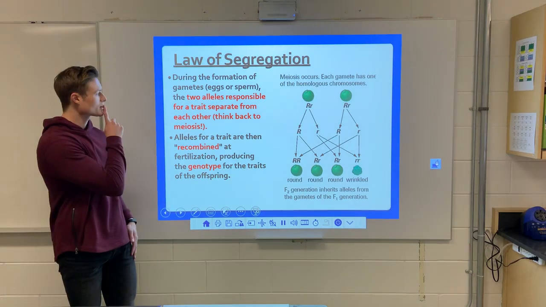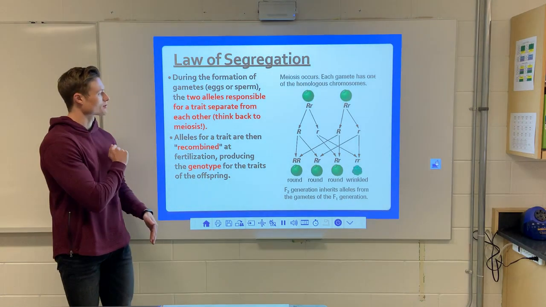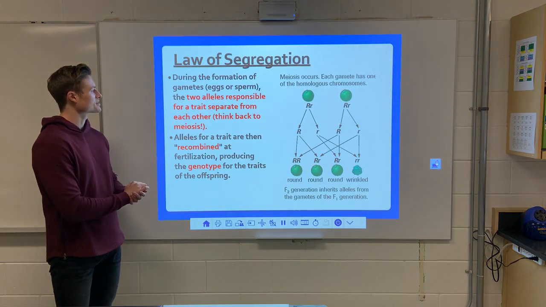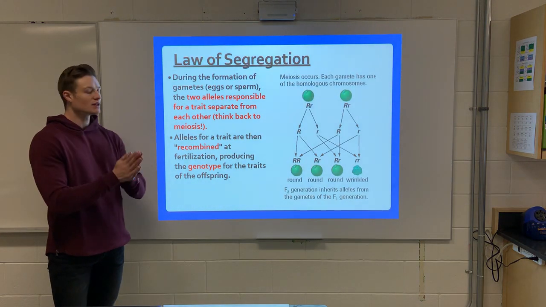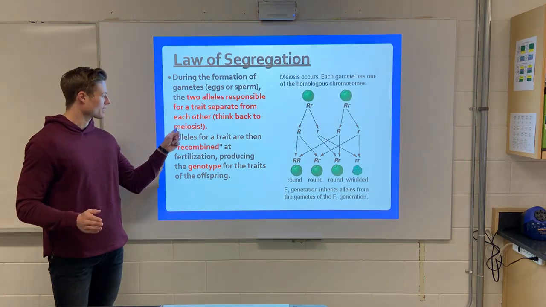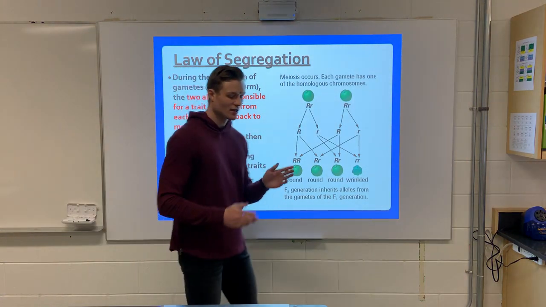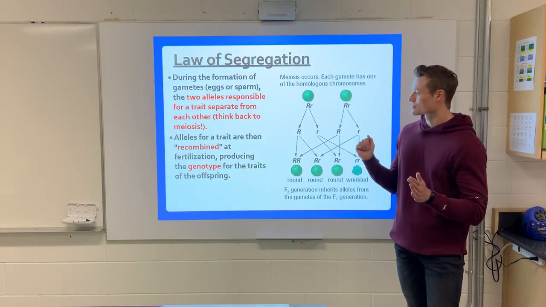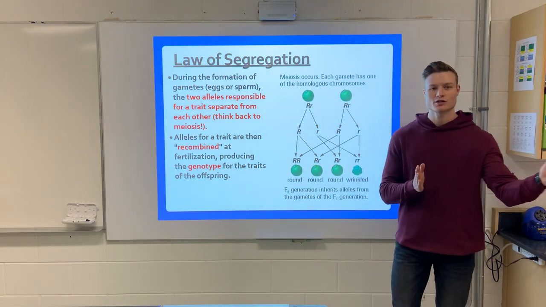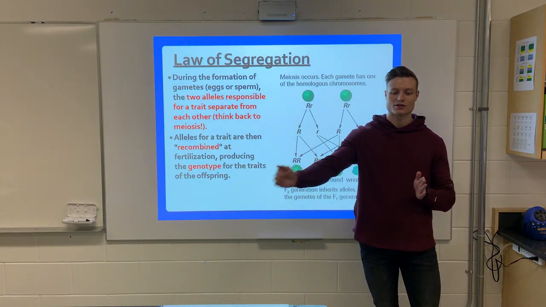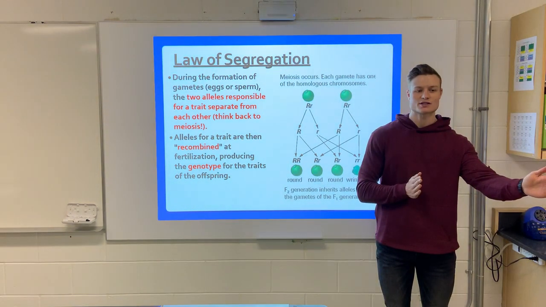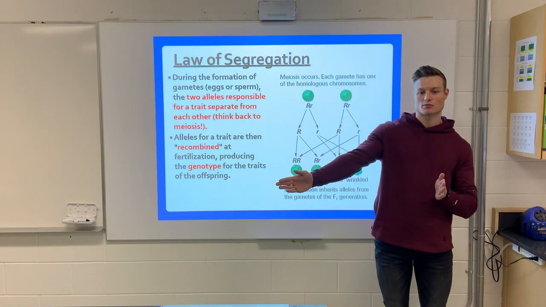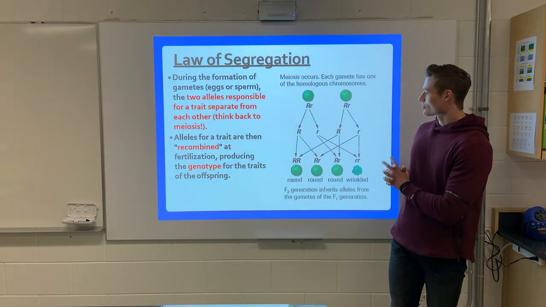Okay? His second law was the law of segregation. Basically what it says is, during the formation of eggs and sperm, the alleles will separate, okay? So think back to when we talked about meiosis, right? The chromosomes, or the alleles, separate during meiosis. So we have 23 going over here to this sperm, 23 over here going to this sperm, or 23 over here to this secondary oocyte, and 23 over here to this first polar body. So they separate or they segregate.